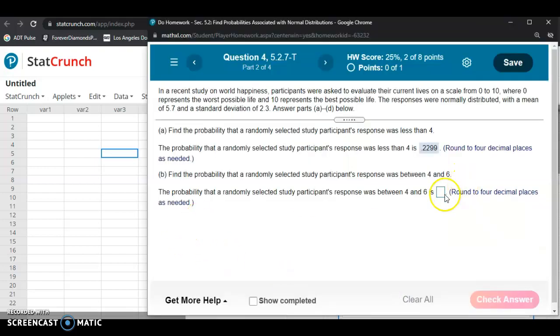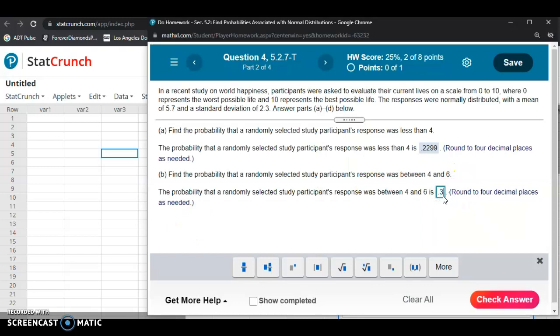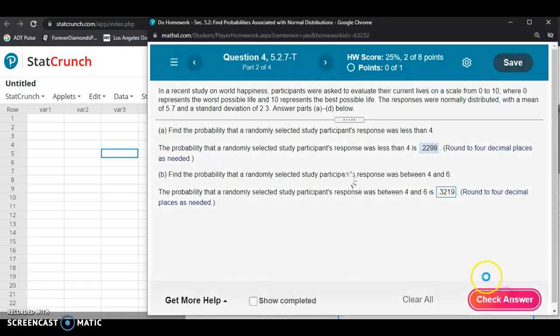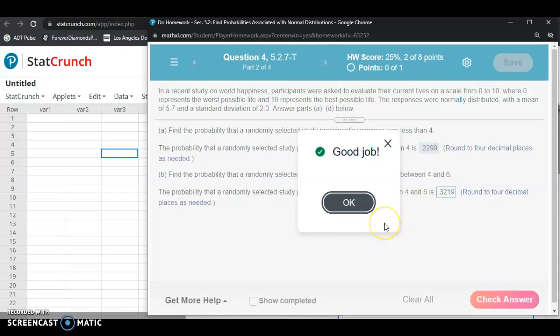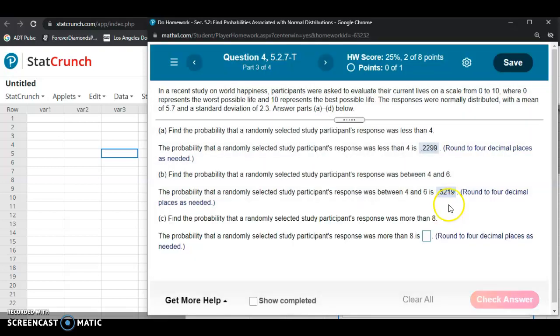Alright, you can try to type in 0.3219, see if it works. But keep in mind that if you do not round correctly, it might mark your answer incorrect. But it does accept 0.3219. It might have also accepted 0.3220. So keep that in mind.